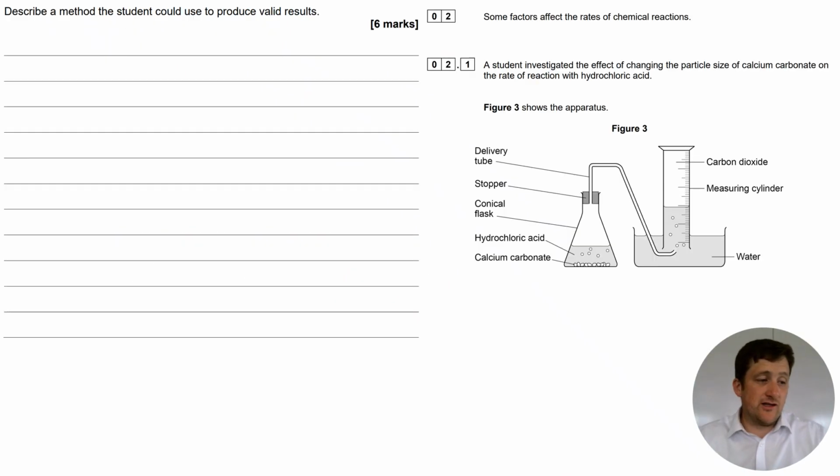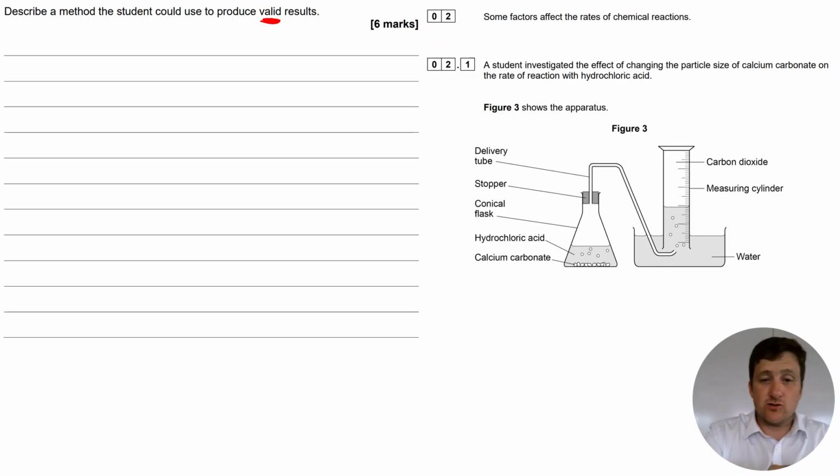Okay, I've flipped the diagram around a little bit, just so we have a bit more space, because it says describe a method the student could use to produce valid results. Now, if we're looking at an exam question and we see valid results, for me, an alarm goes off in my head and I think variables. I need to be talking about variables, crucially control variables, and the phrase that all of my classes always know, repeat 3 times, remove anomalies, calculate a mean, is always going to be the last thing they say in every single method, because that is one way in which we get valid results.